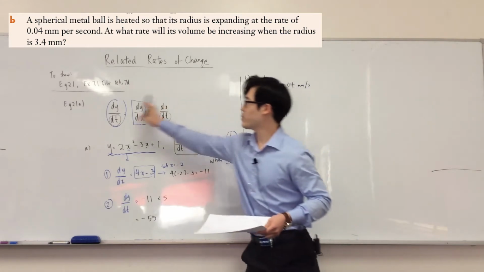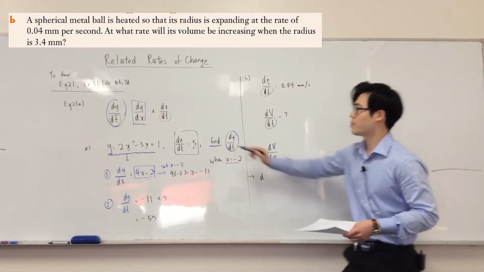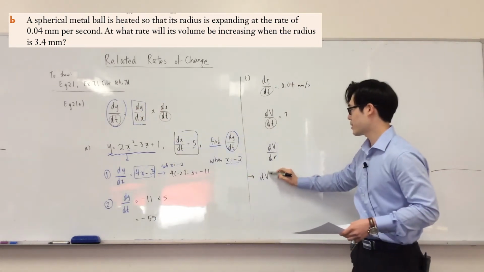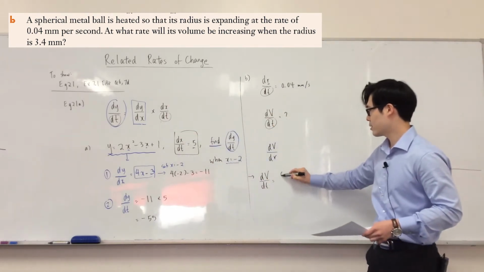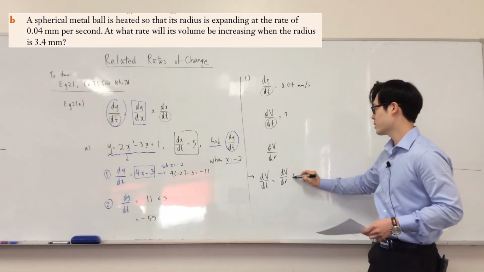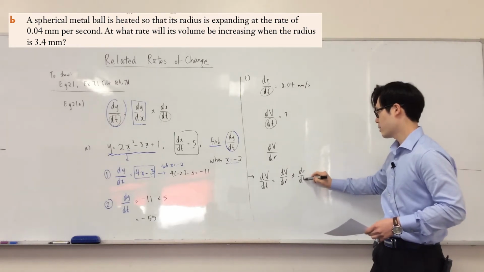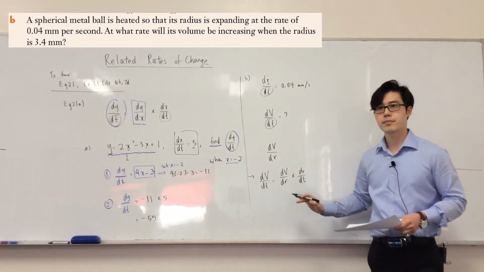Yeah, so in other words, let me rewrite this in terms of this, okay? So my dy over dt right now is basically dV over dt. My dy over dx is dV over dr. And my last one is dr over dt. Does that make sense? Okay?